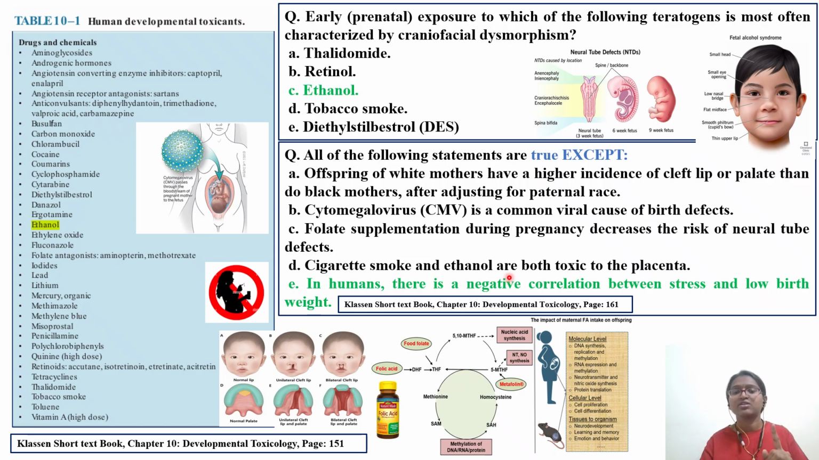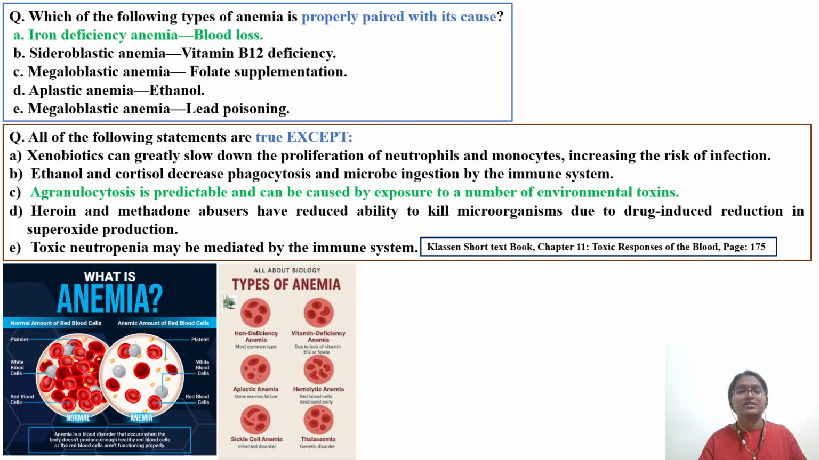Then, cigarette smoke and ethanol are both toxic to the placenta. Correct, because of their physicochemical nature they can cross the placental barrier and have adverse effects on the embryo as well as the fetus. So this is also right. Nicotine and tobacco we discussed in the last video. Okay, so we'll go to the next chapter.